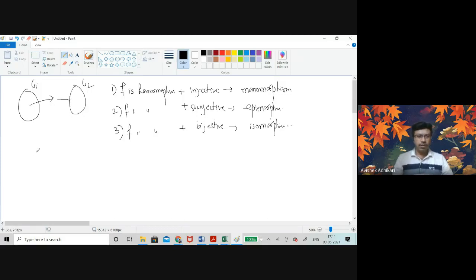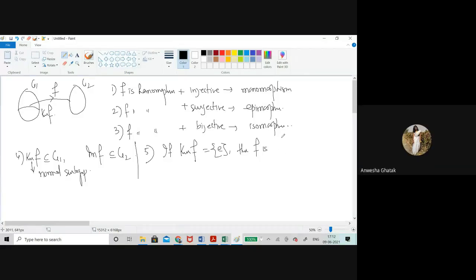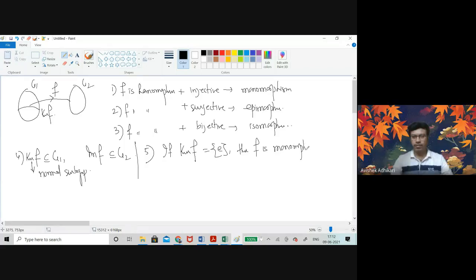We have also seen that if F is a homomorphism, then the kernel of F is a subgroup of G1, and the image of F is a subgroup of G2. Also, the kernel of F is a normal subgroup of G1. We have also seen that if the kernel of F equals E, then F is injective, that means monomorphic. And the converse is also true: if F is a monomorphism, then the kernel of F must be the identity E of G1.